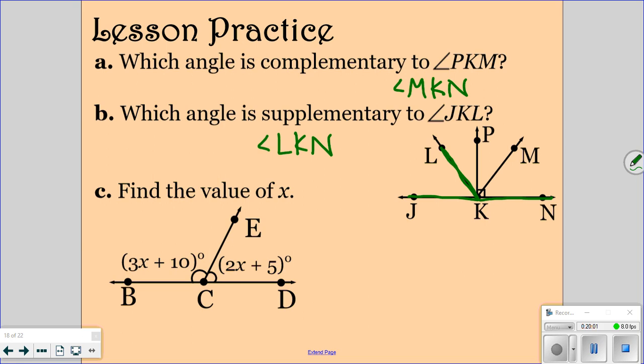That's the one that's supplementary. You cannot have another option other than NKM or NKL. One of these two for A and one of these two for B. No other option would work.